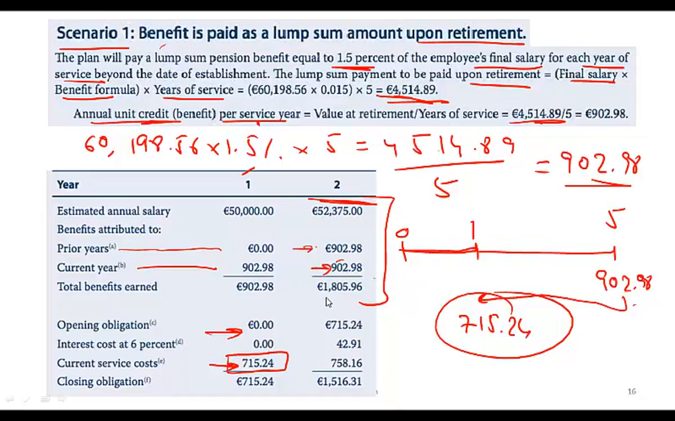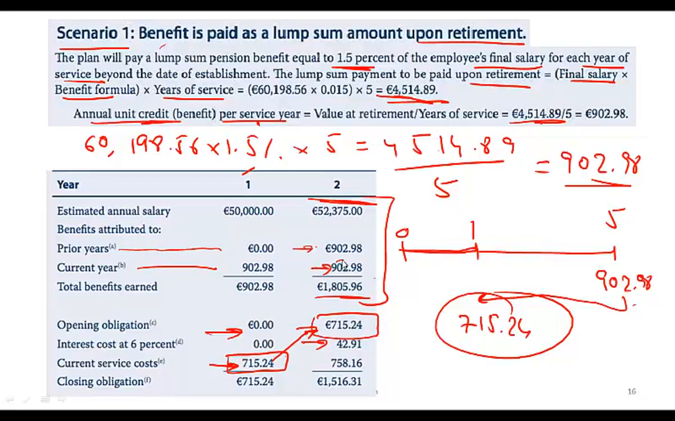So what's the total benefit earned in terms of undiscounted cash flows? It's 1805.96. What do you think this interest cost means? The interest cost is the interest rate multiplied by the liability at the start of the period. What is the liability at the start of period 2? It's the 715. This is what the company owes the employee.